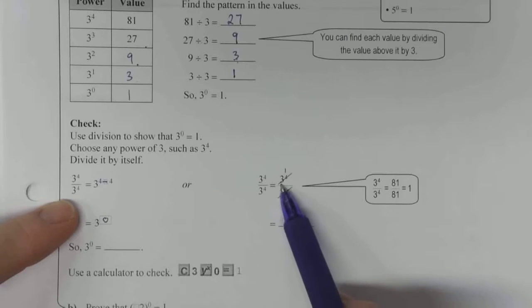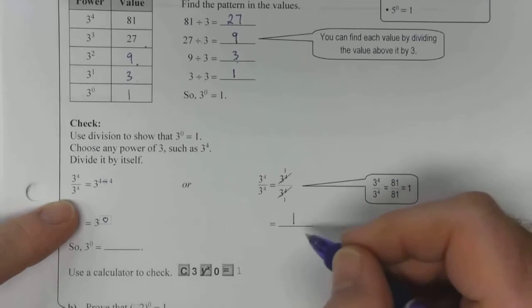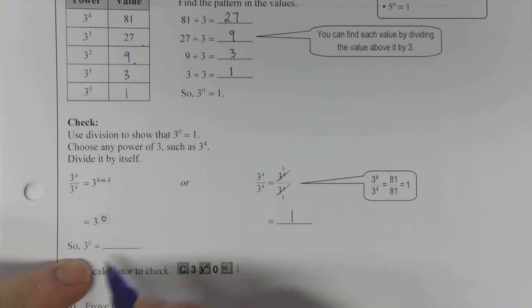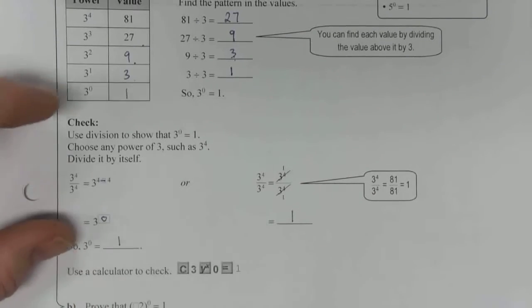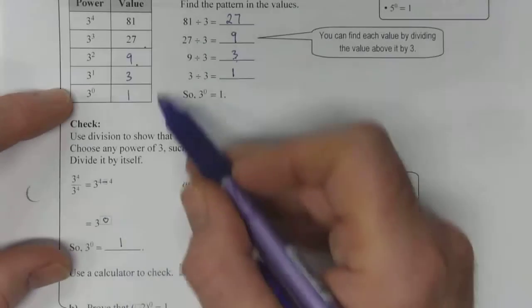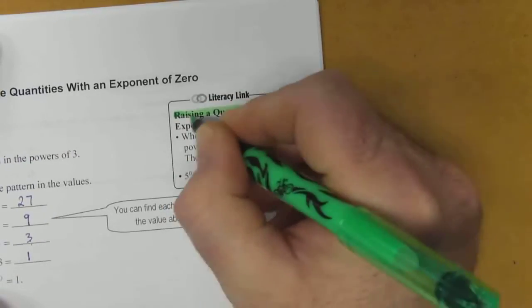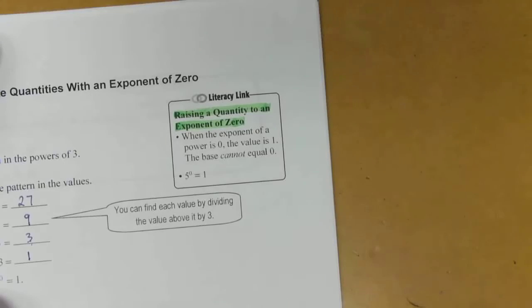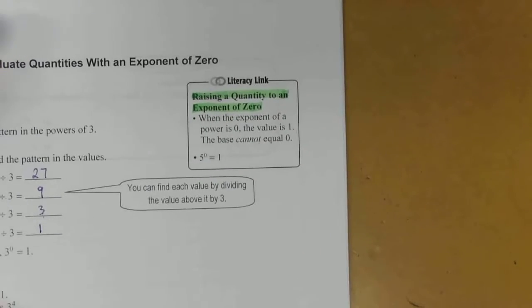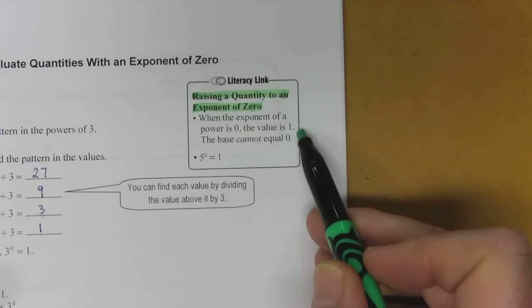So if you see that over here, 3 to the 4th is equal to 81. Well, 81 divided by 81 is 1. So 3 to the 0 then is also equal to 1. So that's another approach to show that if your exponent is 0, your answer is 1. So we do have another law for this. So you can raise a quantity to an exponent of 0. When the exponent of a power is 0, then your value is 1.